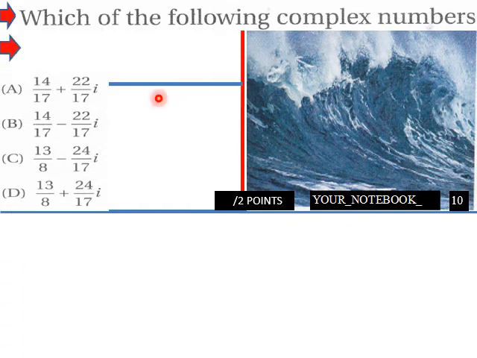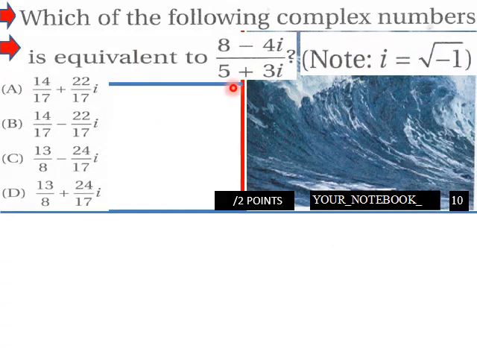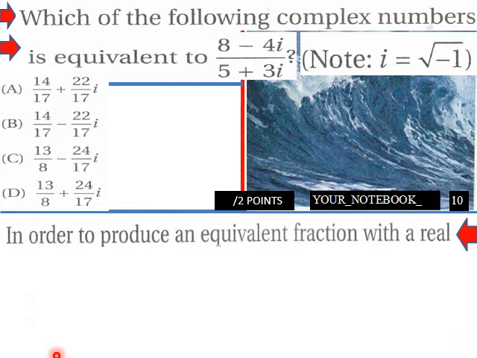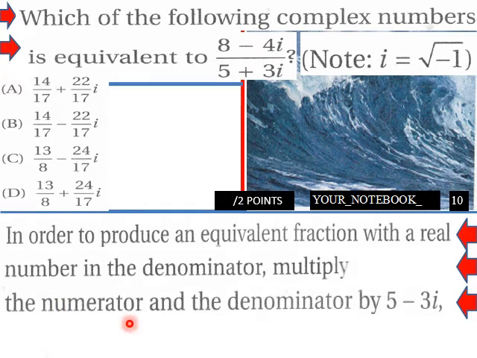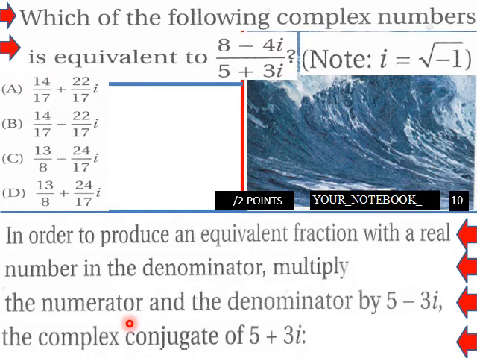And then which of the following complex numbers is equivalent to 8 minus 4i over 5 plus 3i? Remember, i equals the square root of negative 1. In order to produce an equivalent fraction with a real number in the denominator, multiply the numerator and denominator by 5 minus 3i, the complex conjugate of this. It's kind of like the multiplicative inverse, one way of putting it, of 5 plus 3i.